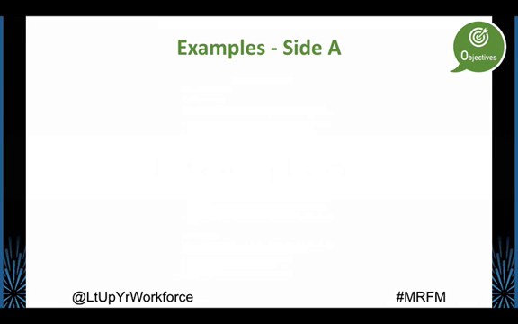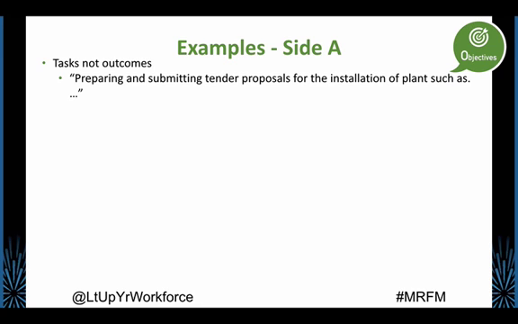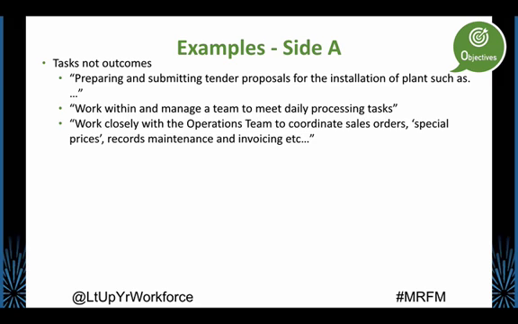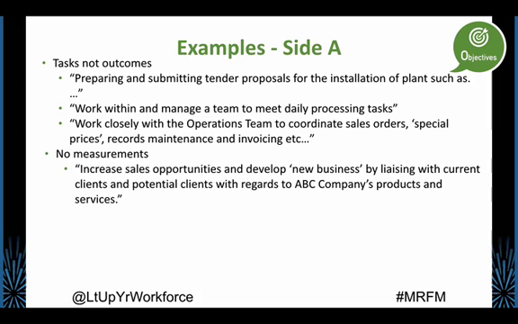Great. Let's go through these together. See if you caught them all. I think that these job objectives are a great illustration of how to write tasks, not outcomes. Look at how some of these are written: preparing and submitting tender proposals, work within and manage a team to meet daily processing tasks. Well, the word task is actually embedded in that one. Work closely with the operations team to coordinate sales orders, etc., etc., etc. They don't have any measurements in it. They're not specific. They're not quantifiable.